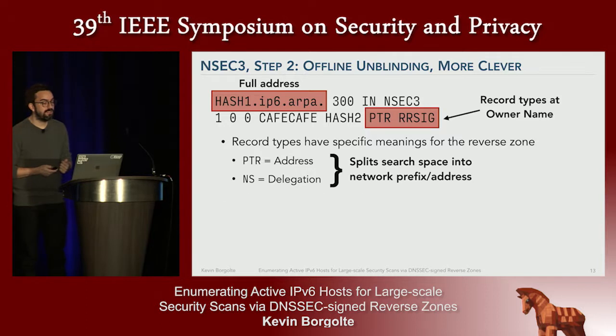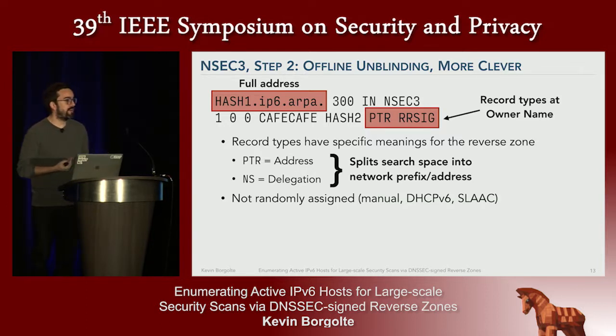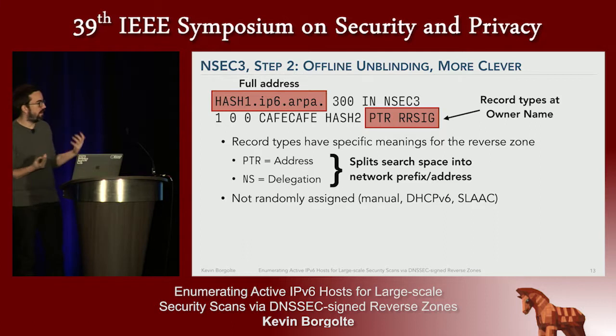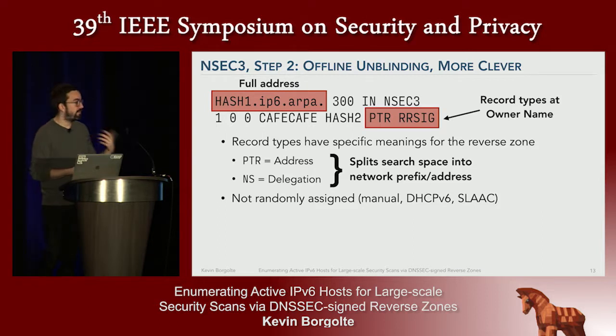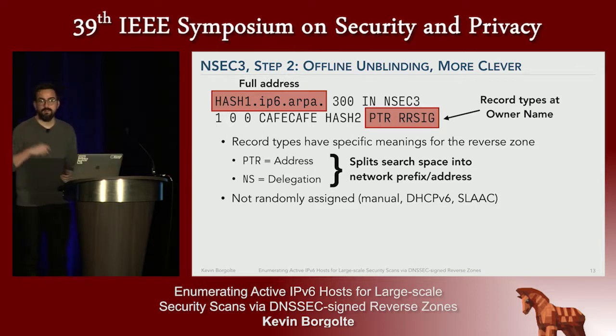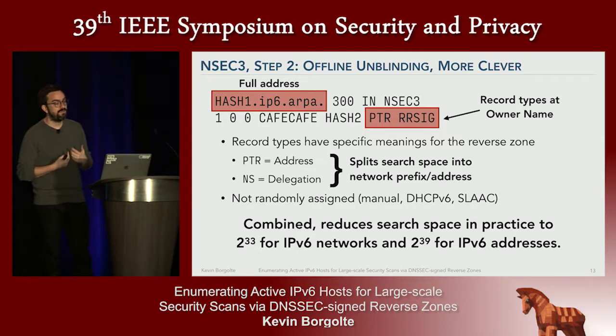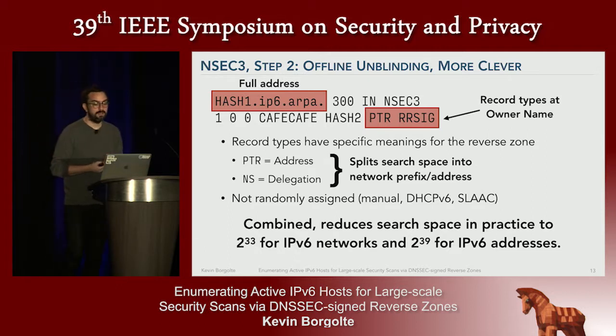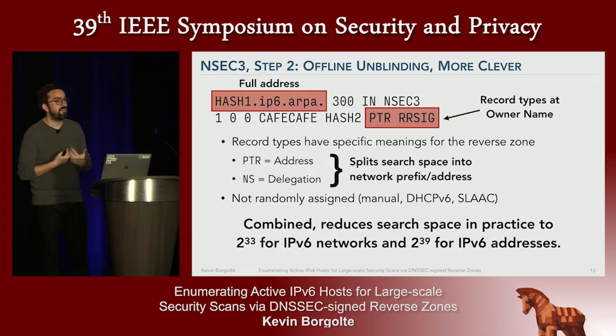And then there's also the knowledge that IPv6 addresses and networks are not randomly assigned. Nobody just picks a random prefix or address out of this entire large pool, but rather you can exploit, for example, that they're manually assigned. A human might assign them and just go with increasing numbers. You might be using DHCP version 6, or you might be using stateless address auto-configuration. If you combine these two key insights, you can reduce the search space for IPv6 networks, leveraging the collected information, to around 2 to the power of 33 and 2 to the power of 39, which suddenly becomes significantly more tractable to actually brute force.